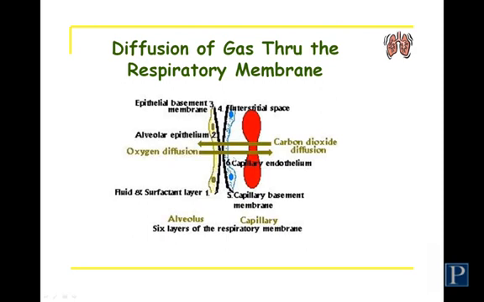It's going to be dissolved in the fluid, in the plasma, and some of it then will be carried on hemoglobin in the red blood cell. But the 6 layers of the respiratory membrane is what you see here. CO2 will go in just the opposite direction. So CO2 will first go through the capillary endothelium and then the other direction. So it's got to get through 6 layers of the respiratory membrane.